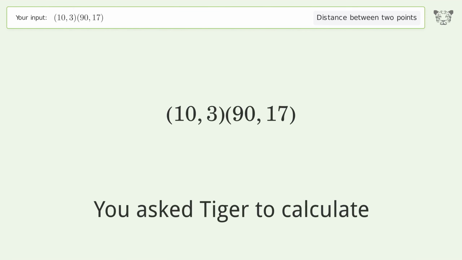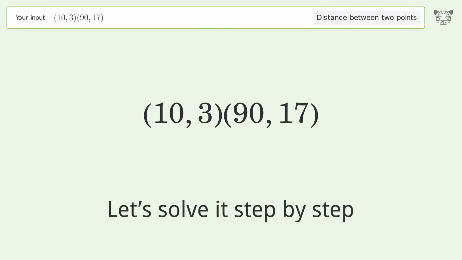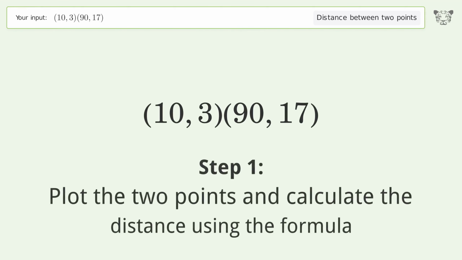You ask Tiger to calculate. This deals with the distance between 2 points. The distance between the 2 points is the square root of 6,596, or 81.216. Let's solve it step by step. Plot the 2 points and calculate the distance using the formula.